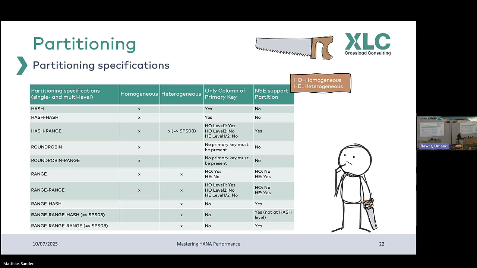column is here. Not every partition specification is supported with NSE on the partition level. For example, if you have a range partitioning homogeneous, you can't use it with NSE. The good thing about it is if the table is already partitioned by range partitioning homogeneous, the change to heterogeneous, if you execute the command, it will be finished in a few milliseconds. In a few seconds, it's like changing the metadata. So, for example.